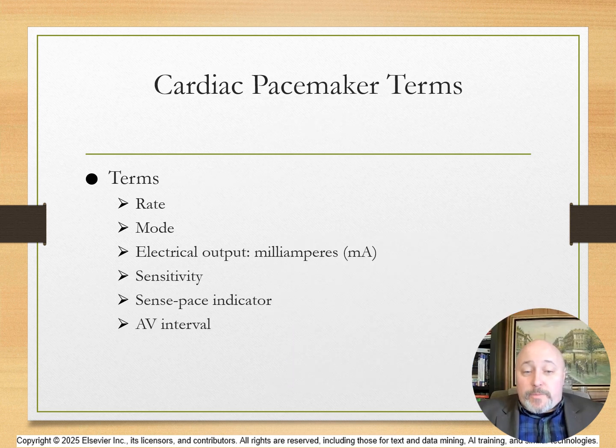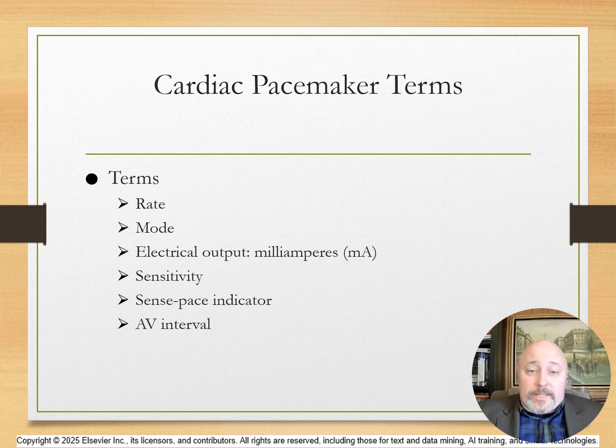When setting a pacemaker, there are going to be many terms, such as setting the heart rate, the mode, the electrical output measured in milliamperes, sensitivity, the sense pace indicator, and the AV interval. The rate control determines the number of impulses delivered per minute to the atrium, the ventricle, or both. The rate is set to produce effective cardiac output and reduce symptoms. In the case of electrical output, again, it's measured in milliamperes, which varies depending on the type of pacing as well as what the patient is responding to.